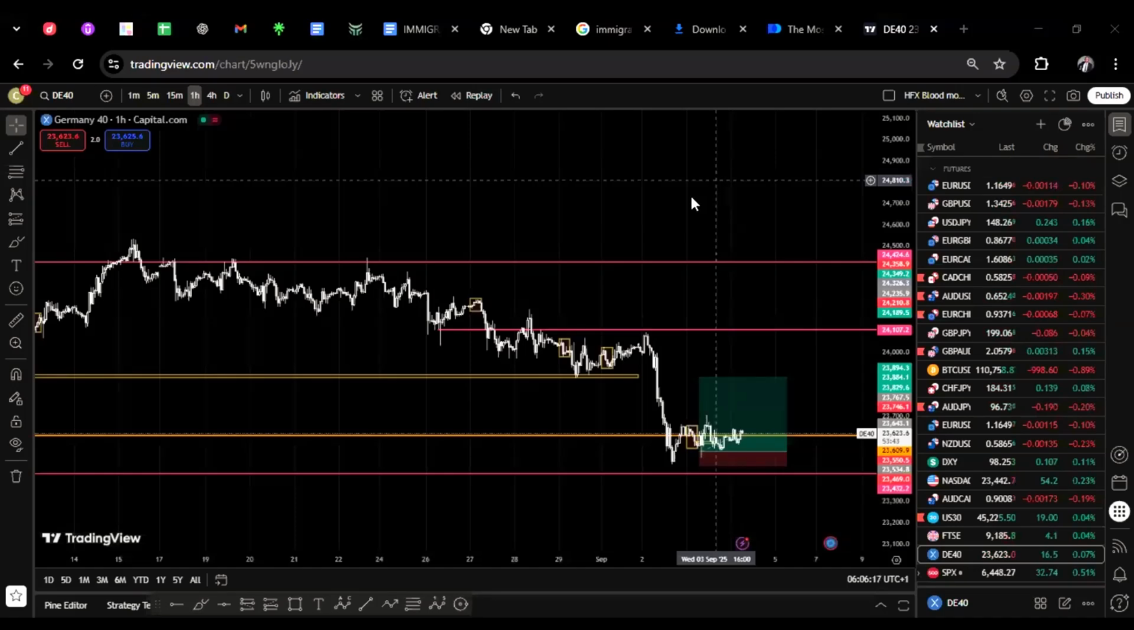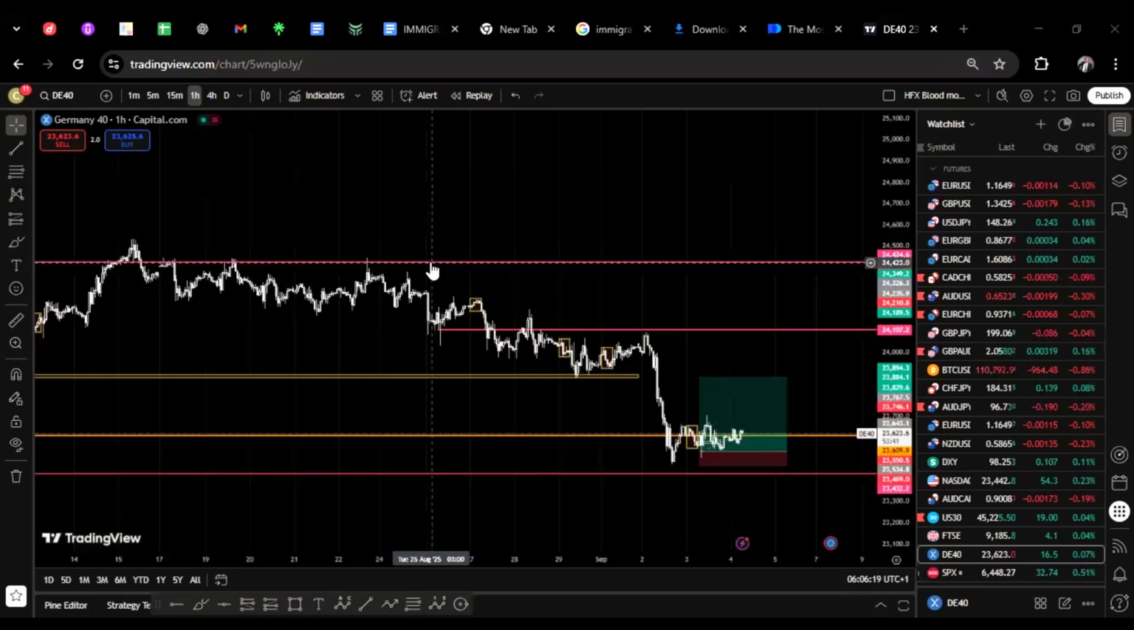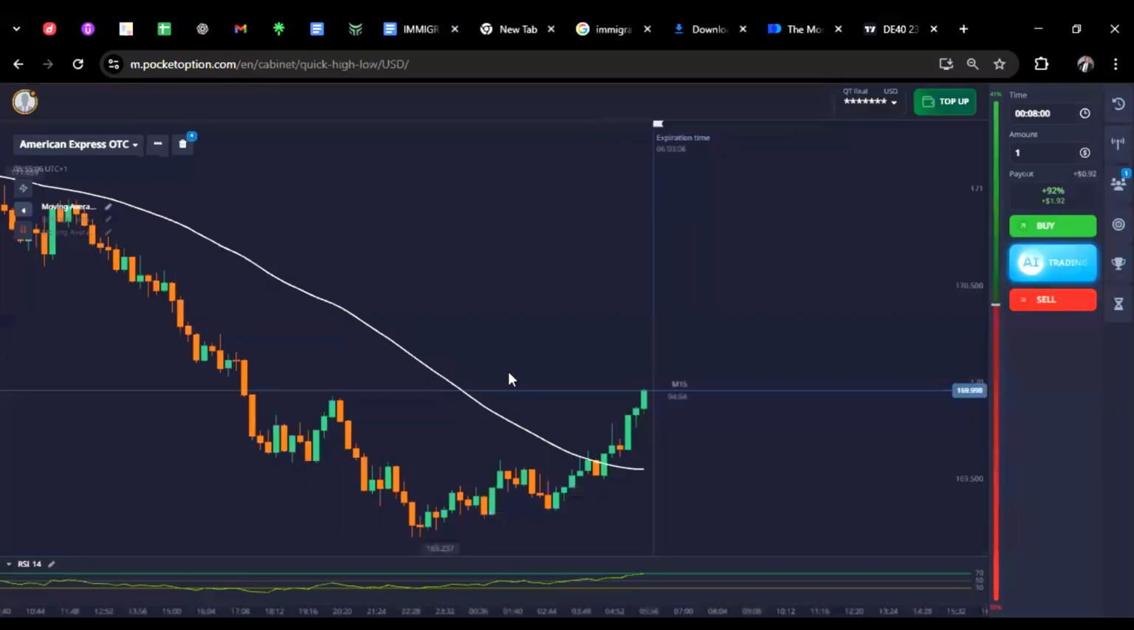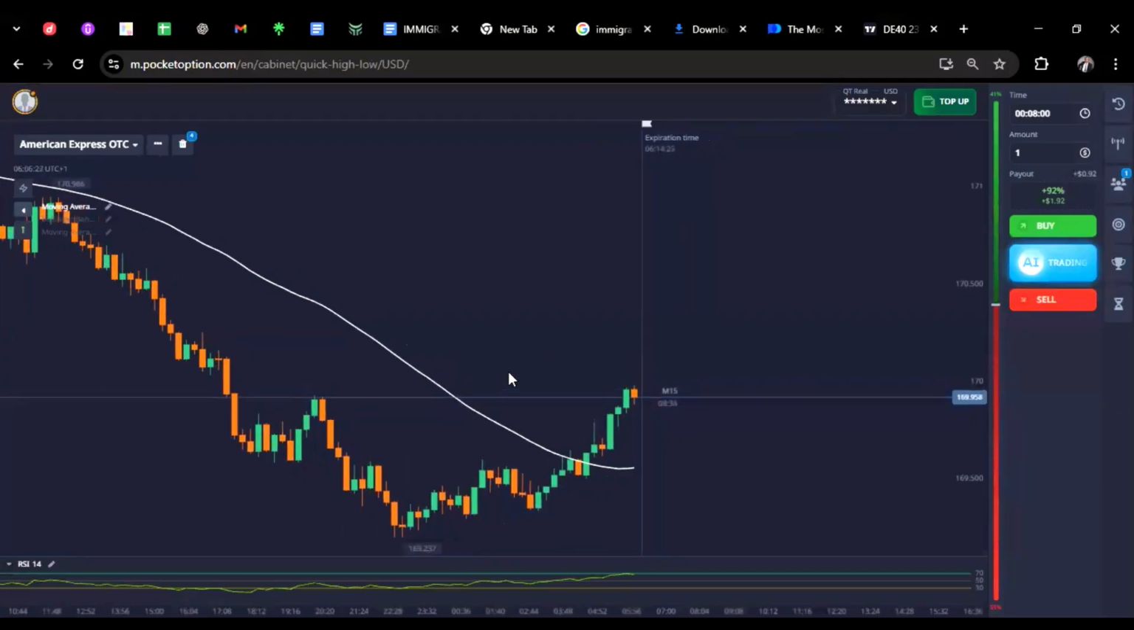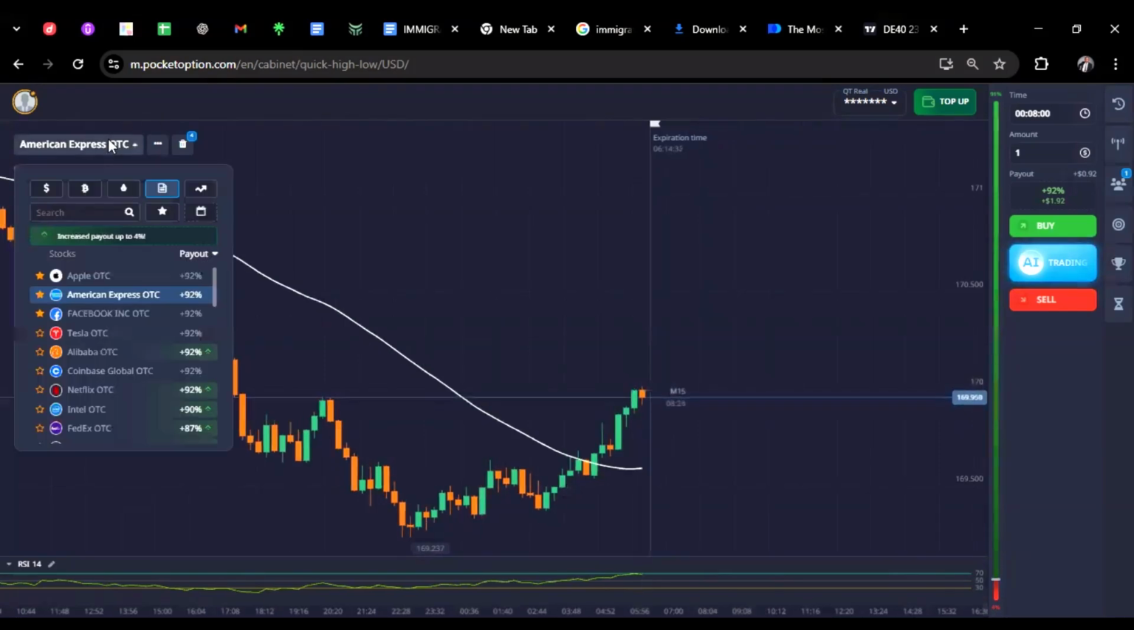First things first is to get familiar with Pocket Option. That's number one. I'll start with the OTCs. So let us look for a pair. OTC pairs are not the same as normal pairs, right? So let's check out AUD CAD.